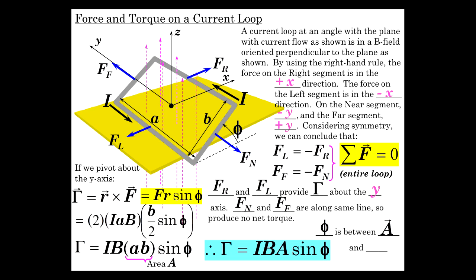Now phi is the angle between the area vector and the B field. The area vector is perpendicular to the area. So the angle between this area vector and the direction of the B field is also phi.